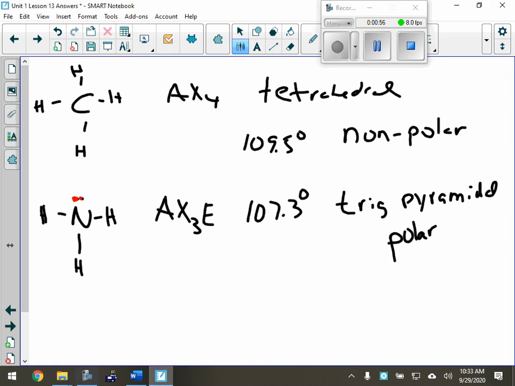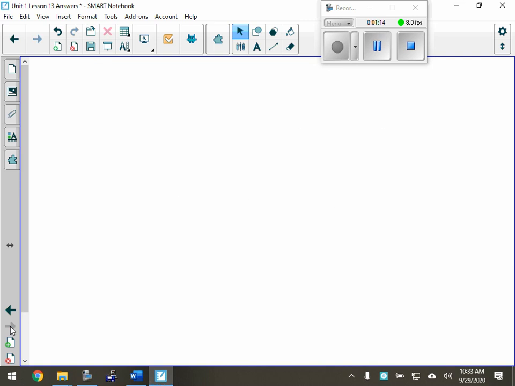As soon as you put lone pairs on that, E on the central atom, as soon as you have E in the formula, it's polar. These are all X's, and these X's are all the same. So that's an H, H, H, and H, so therefore non-polar. Perfect. All right, we're all caught up here. Look at us go. What's next?